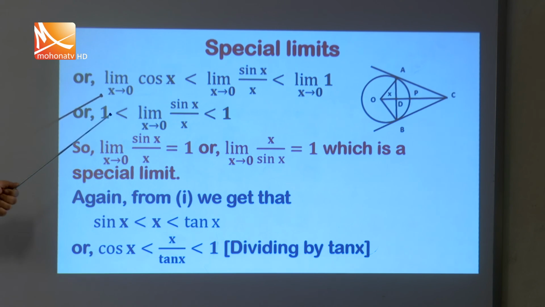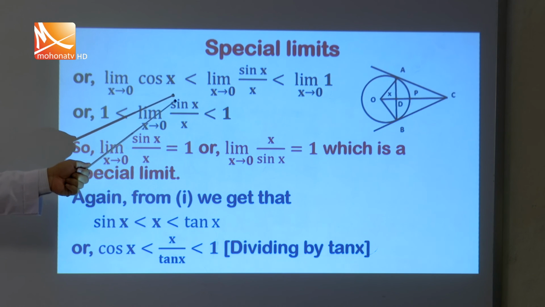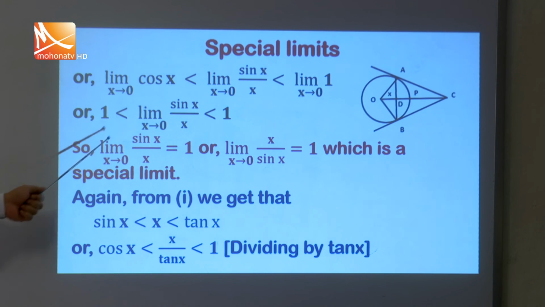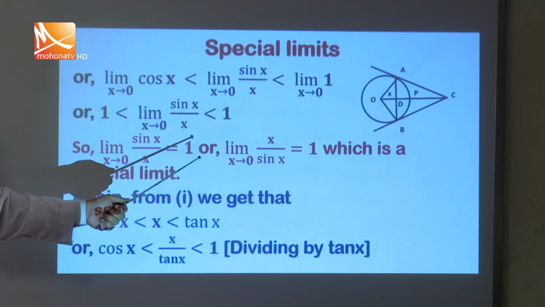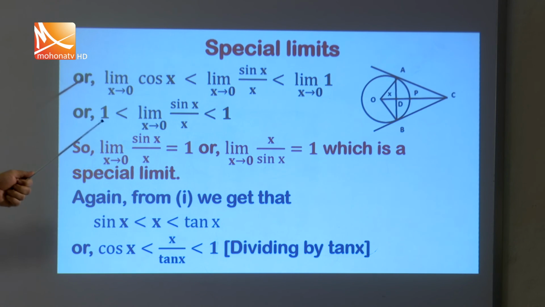We see that in this case limit x tends to 0 of sin x by x lies between two real numbers, 1 and 1. That's why you can write limit x tends to 0 of sin x by x equals 1, and its reciprocal value must be 1 with the help of the fundamental rules of limits, which is a special limit. We use this as a formula.